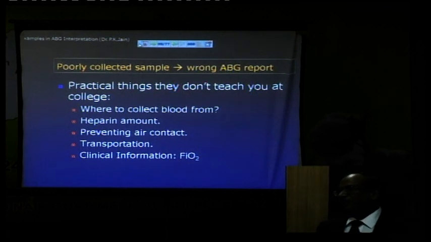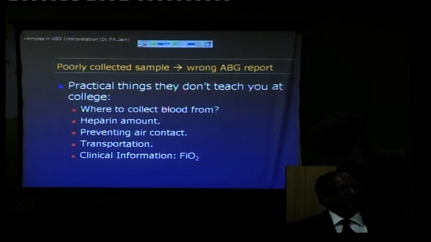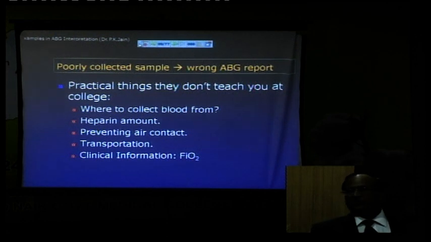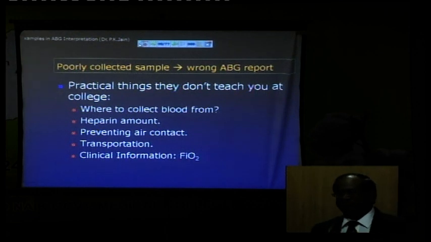Where to collect the blood from is not the femoral artery. It is always the radial artery. If you can't do the radial, go for dorsalis pedis, I don't mind, but never a femoral artery. Because it's too big, and I've seen at least 2 cases in the last 30 years where there was gangrene following spasm of the femoral artery.